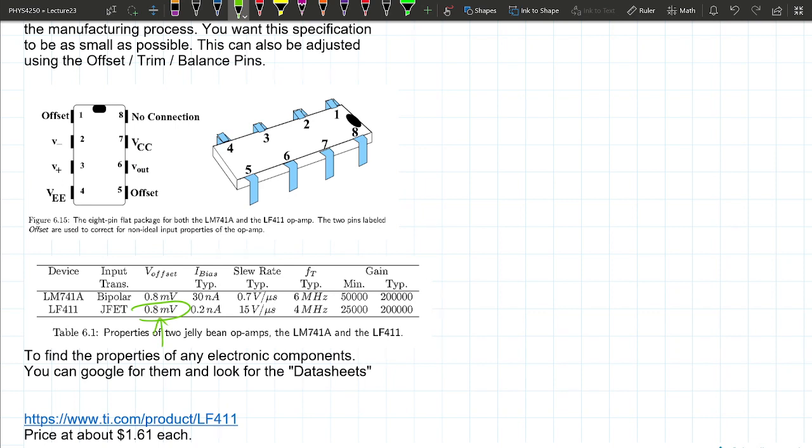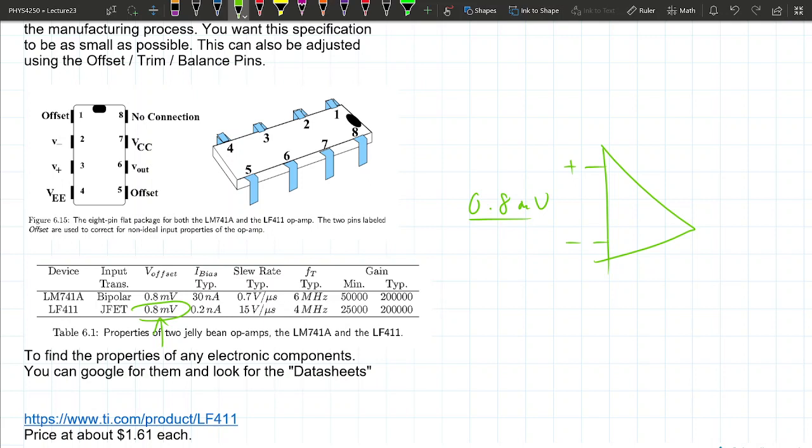I'm giving you a lot of information about our particular op amp. You're going to actually see this in the lab in a couple of weeks when you do this measurement yourself. So, 0.8 millivolts, the difference between the inverting and non-inverting input. That's a very small difference for what we're doing.